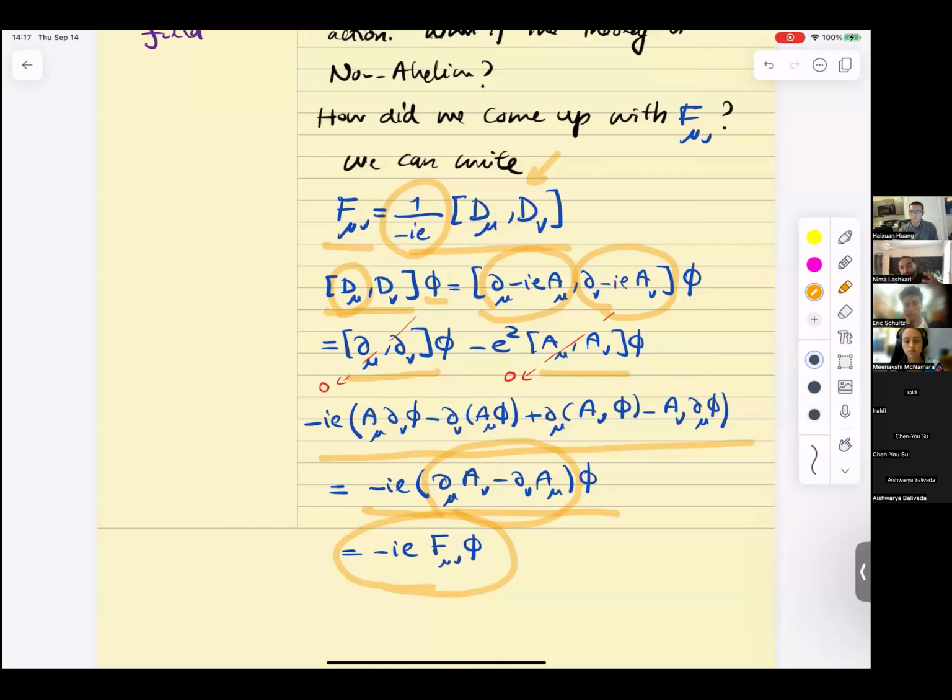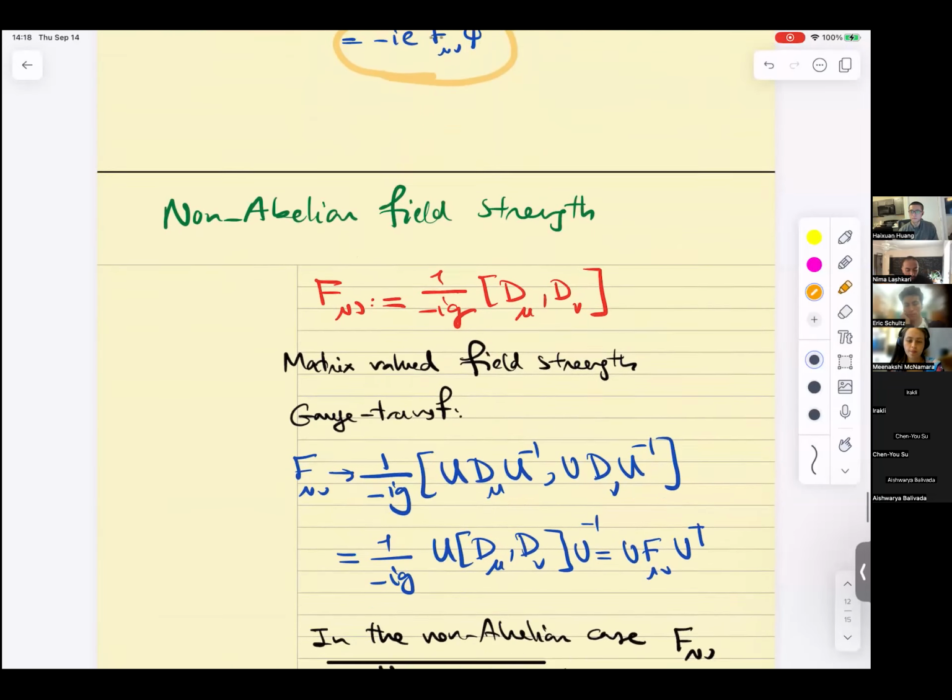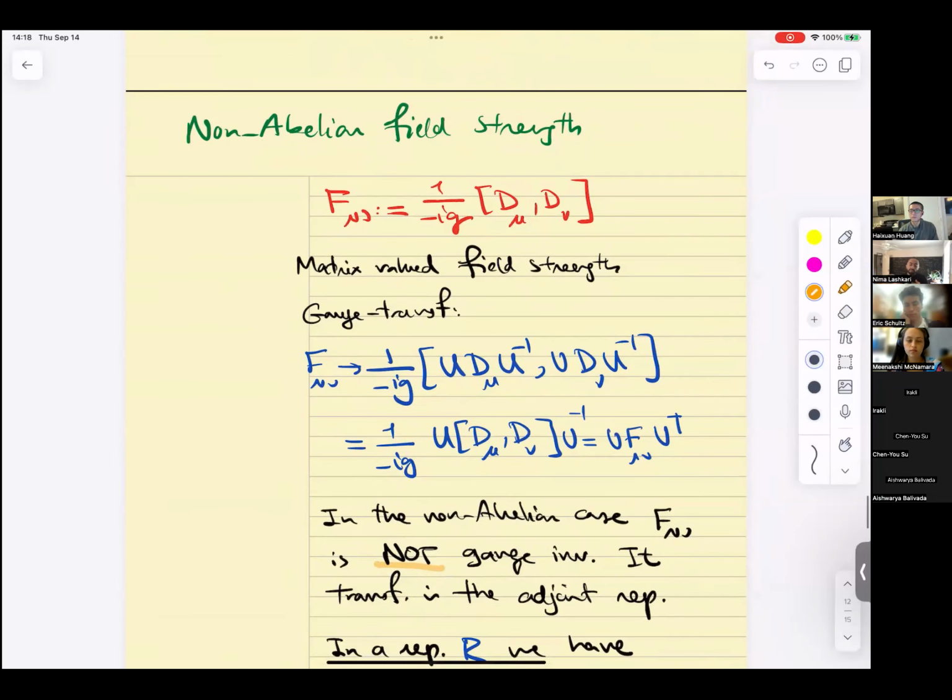First of all, the covariant derivative introduces a gauge field, right? And then F mu nu comes out of that. So in the non-abelian case, the generalization will be straightforward. You just define the non-abelian field strength to be 1 over minus iG, where G is a coupling, or charge, times the commutator of the non-abelian covariant derivative.